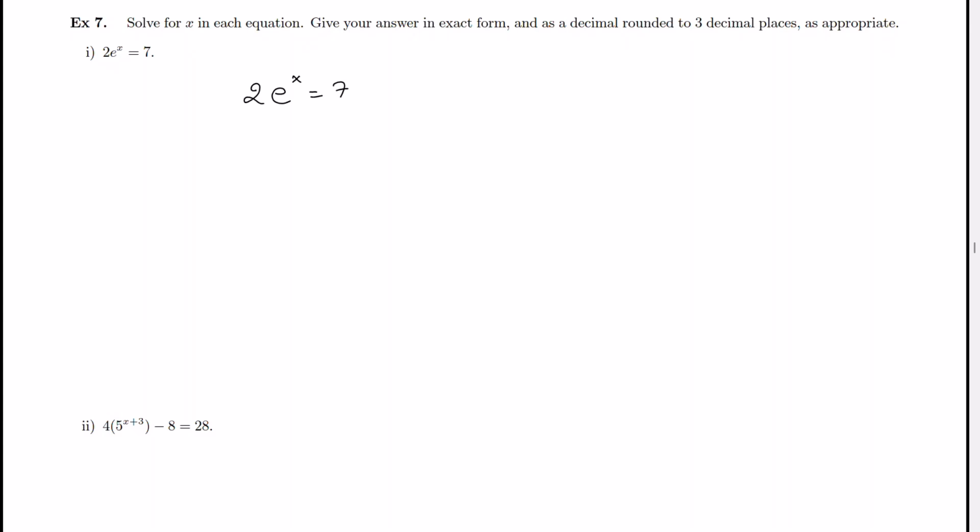So the idea is isolate the base that has the power. So isolate the e to the power of x. And to isolate it, I must just get rid of the 2. And so keep in mind that 2 right now is being multiplied by e to the x. So to remove the 2, we do the opposite. So we just divide both sides by 2, and this gives us e to the power of x is equal to 7 over 2.